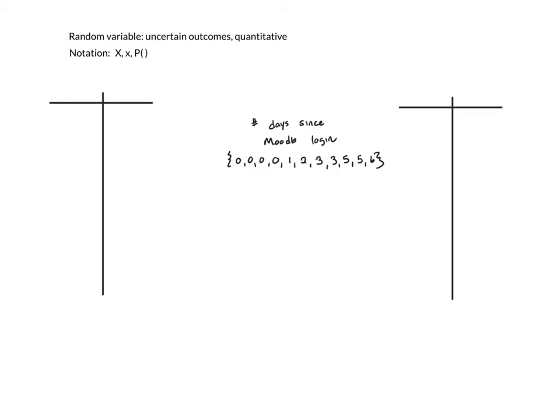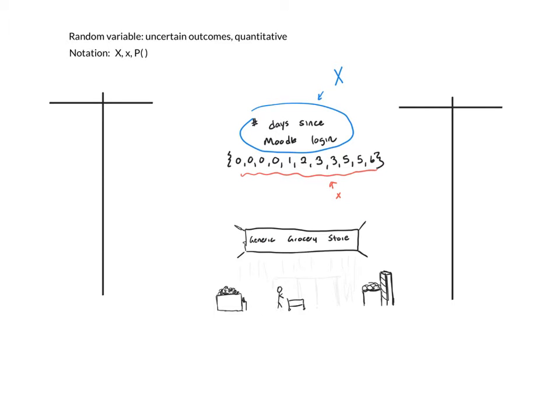For this example, we're going to be looking at the number of days since the last Moodle login for our course. We have the number of days down here on the bottom, and our goal is to create a probability distribution out of it. First thing we need to verify is that we're dealing with a random variable, and I know I'm dealing with a random variable because if I walked up to one of you guys in the streets, I would have no idea how many days it's been since you logged into your Moodle. It's also quantitative, which works for me.